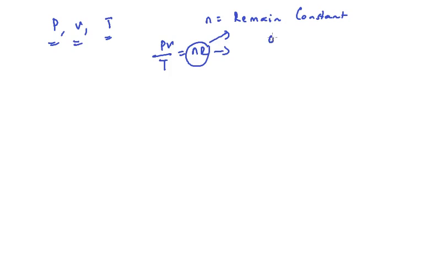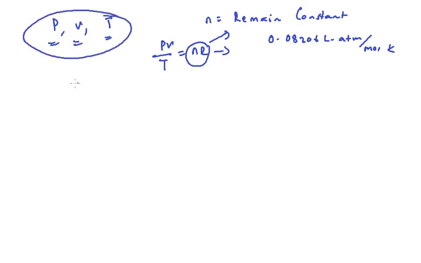R is obviously a number, which is 0.08206 L·atm per mole per Kelvin. So if you have all three changing at the same time, the new formula that you're going to use will be P1 V1 over T1 equals P2 V2 over T2.